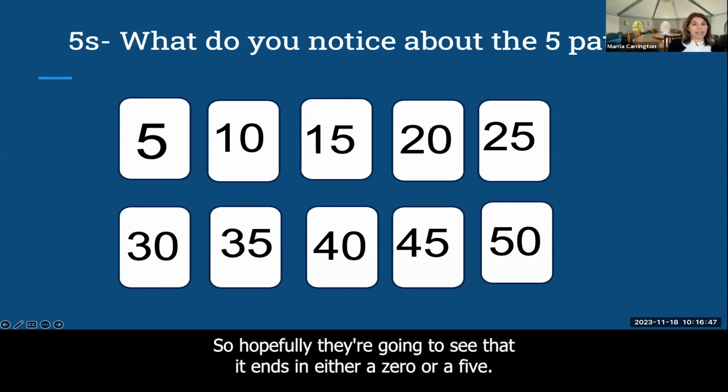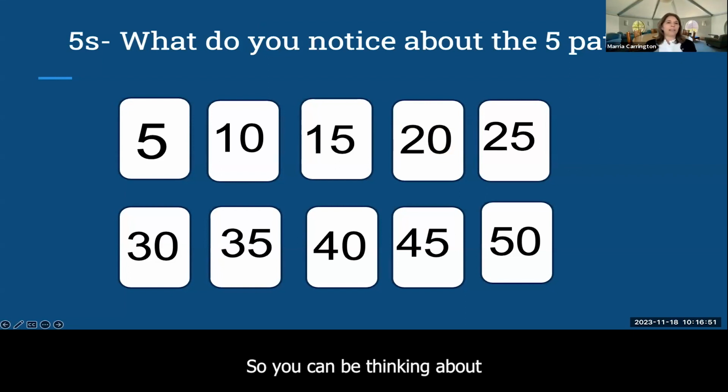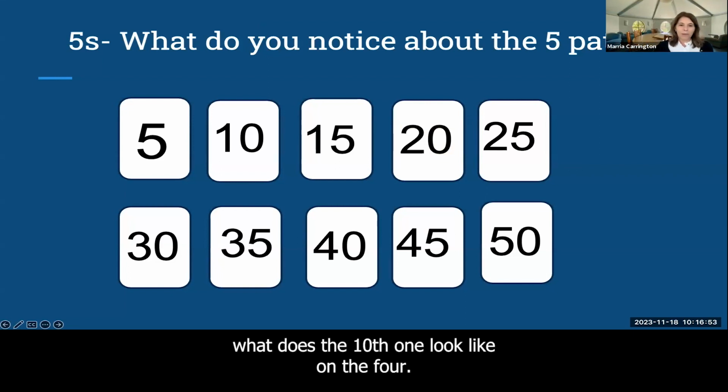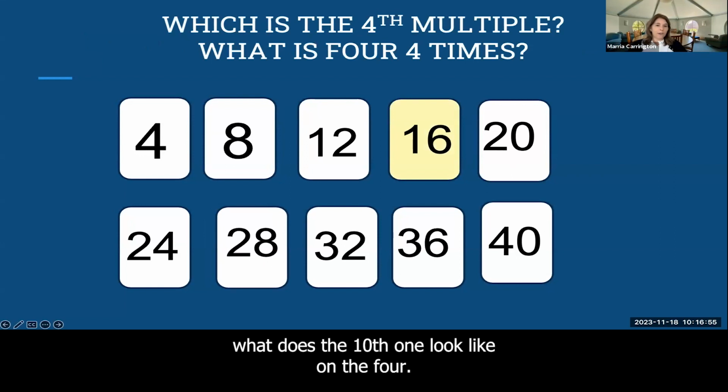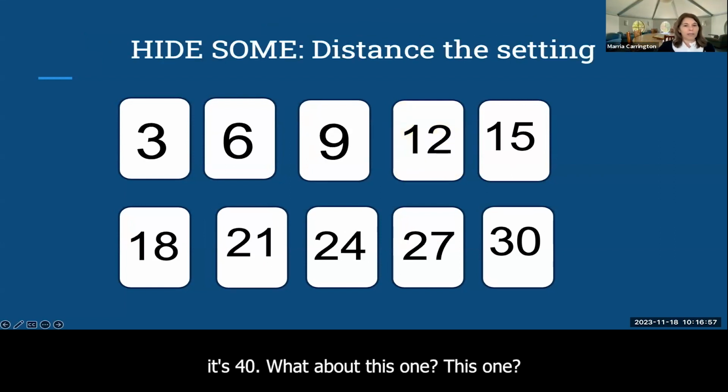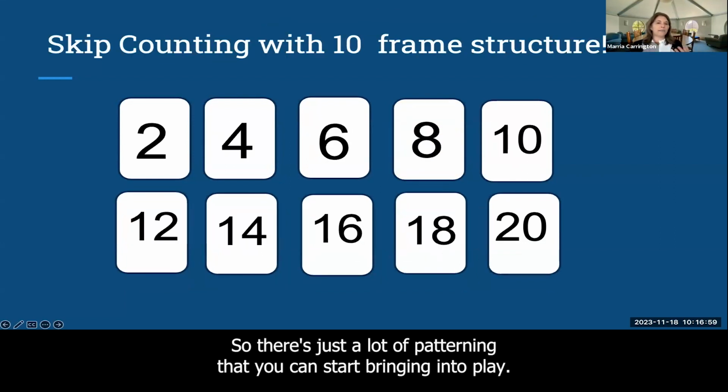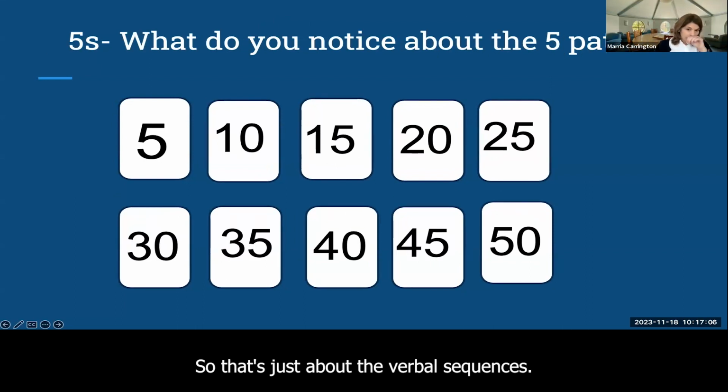Hopefully they're going to see that it ends in either a 0 or a 5. The 10th one is a 50, right? So you can be thinking about, what does the 10th one look like on the 4? Oh, it's 40. What about this one? So there's just a lot of patterning that you can start bringing into play. So that's just about the verbal sequences.